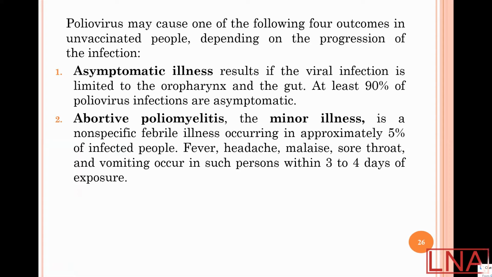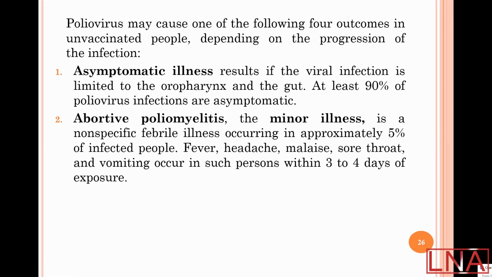Right now, I would like to tell you about 4 main clinical syndromes of the poliovirus. It's actually only about unvaccinated people, depending on the progression of infection. First type, asymptomatic illness, is the result if the viral infection is limited to the oropharynx and the gut. So the virus didn't penetrate into the bloodstream and the target tissue, only inside primary target cells.